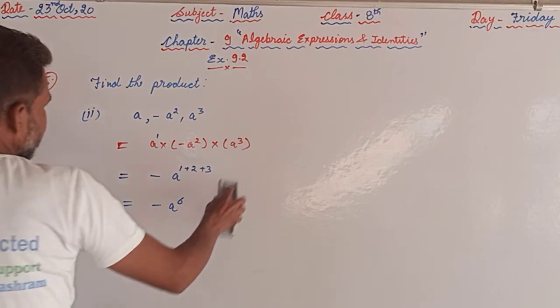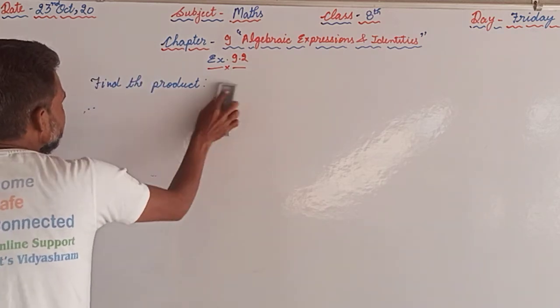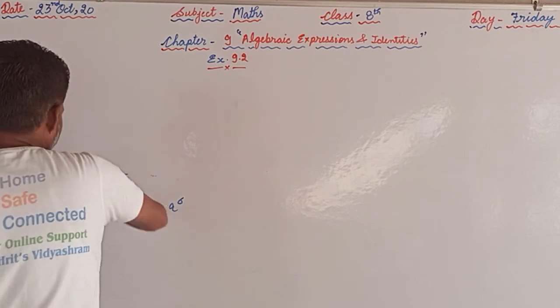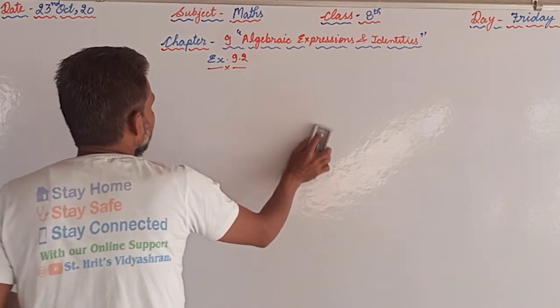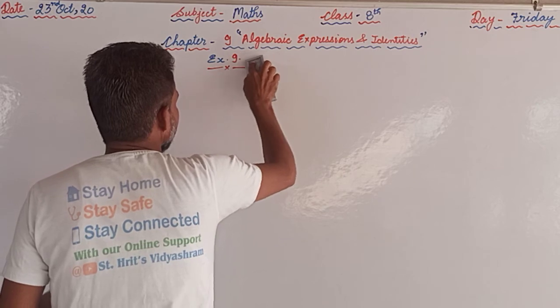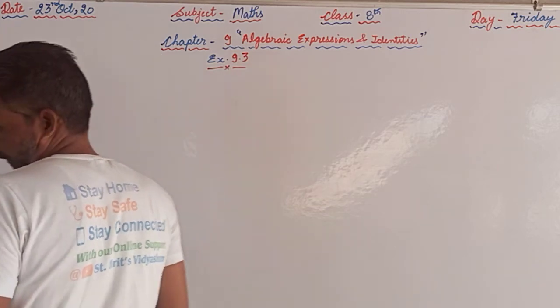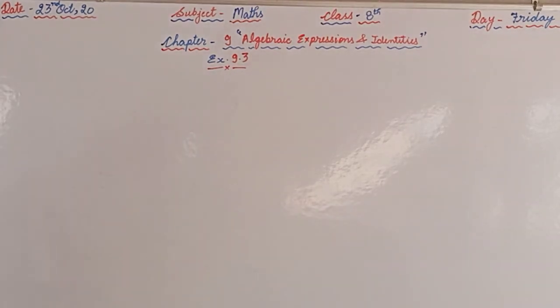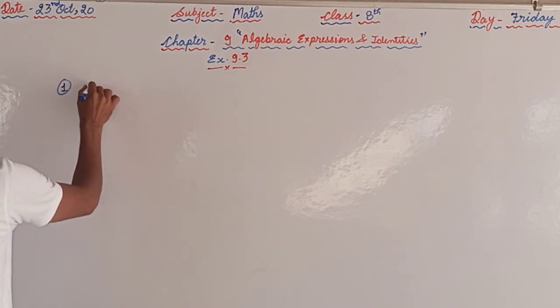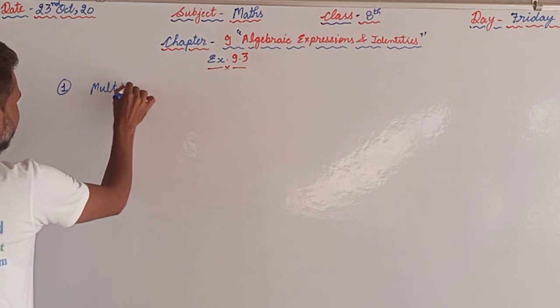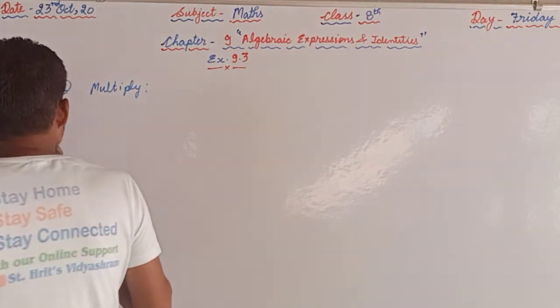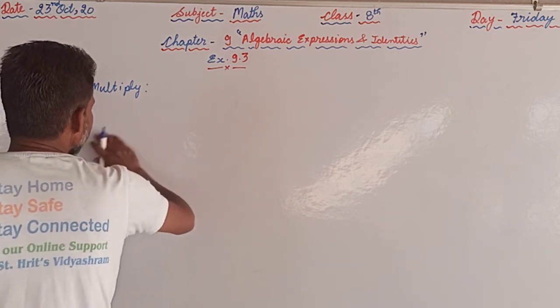Now we are supposed to start the next exercise, that is 9.3. In exercise 9.3, question number 1, we are supposed to again multiply. We have to multiply a monomial and a binomial. In the previous questions we were multiplying monomials, here one is a monomial and one is a binomial.